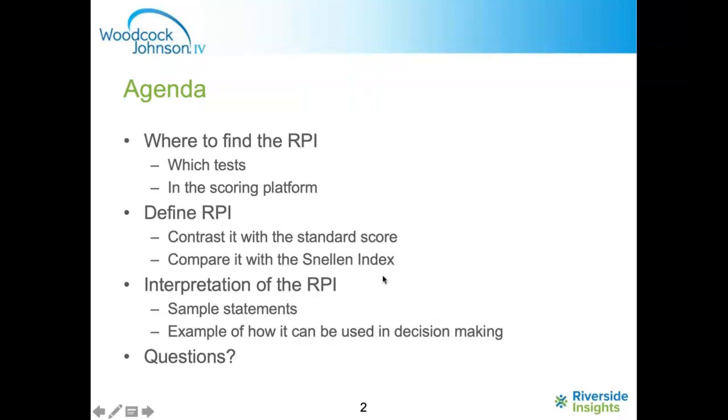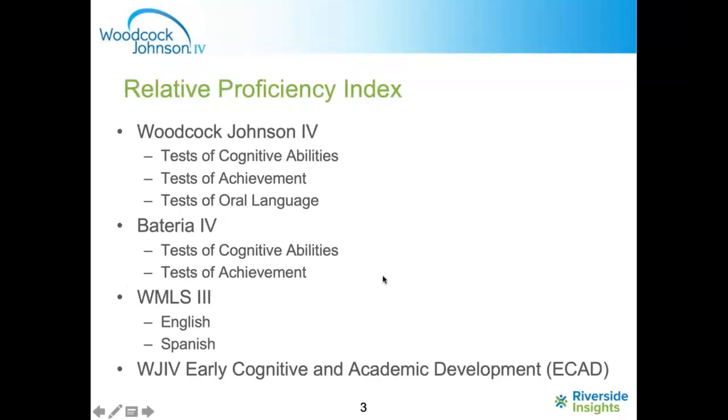So the Relative Proficiency Index is available on a number of our Woodcock family of assessments. The Woodcock-Johnson 4 tests of cognitive achievement and oral language. It's also available in the Bateria, which is our Spanish version of the Woodcock-Johnson in the cognitive and achievement tests, as well as in the WMLS, both the English and Spanish version. And we also have the ECAD, which is the WJ4 early childhood test called the Early Cognitive and Academic Development. That test also has the RPI score available.